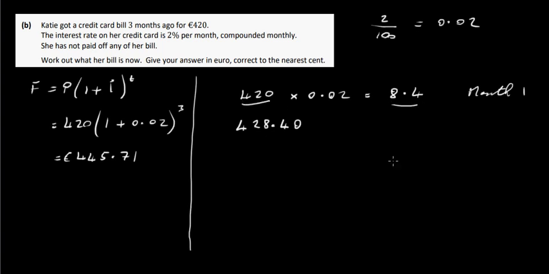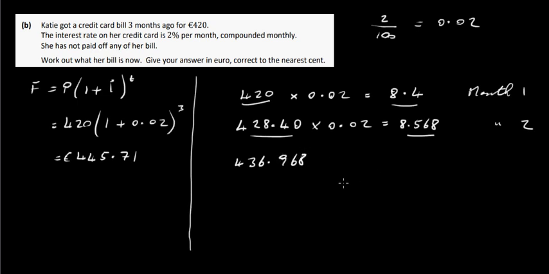She pays her initial amount plus the interest. So now we've got to get 2% of that, which is 0.02 multiplied, and that will give us 8.568. Now this is month 2, so you've got to add these two together. So at the beginning of month 3 she owes now 436.968 euros. So we want to know how much she will owe at the end of month 3. So we've got to get 2% of this again, and that's 8.73936. So this is month 3.